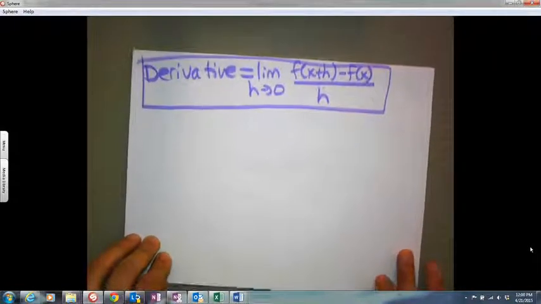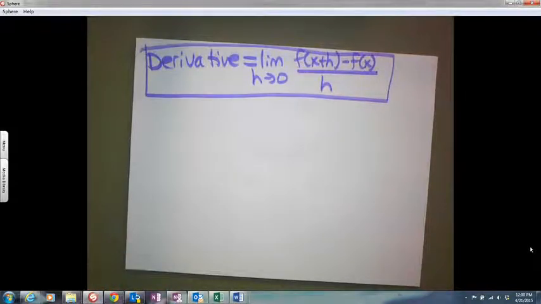And this formula, or this definition, will give us an equation for the slope of the tangent line, i.e. it will give us the derivative, which we can use to find the slope of the tangent line at any point on the graph. And I'm going to do some examples right now. Jump in.